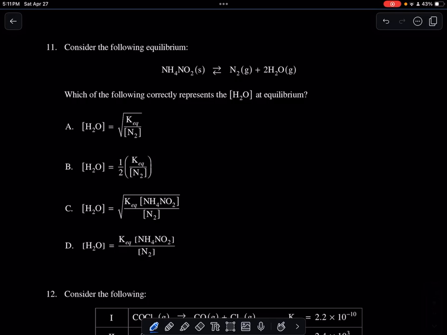Consider the following equilibrium. Which of the following represents the concentration of H2O at equilibrium? So H2O is a gas, so let's have a look. The equilibrium constant, KEQ, is going to be equal to the concentration of products, which is N2 and then H2O squared, all over reactants, and our reactant is a solid, so we don't include it in the equilibrium expression because it doesn't have a concentration.